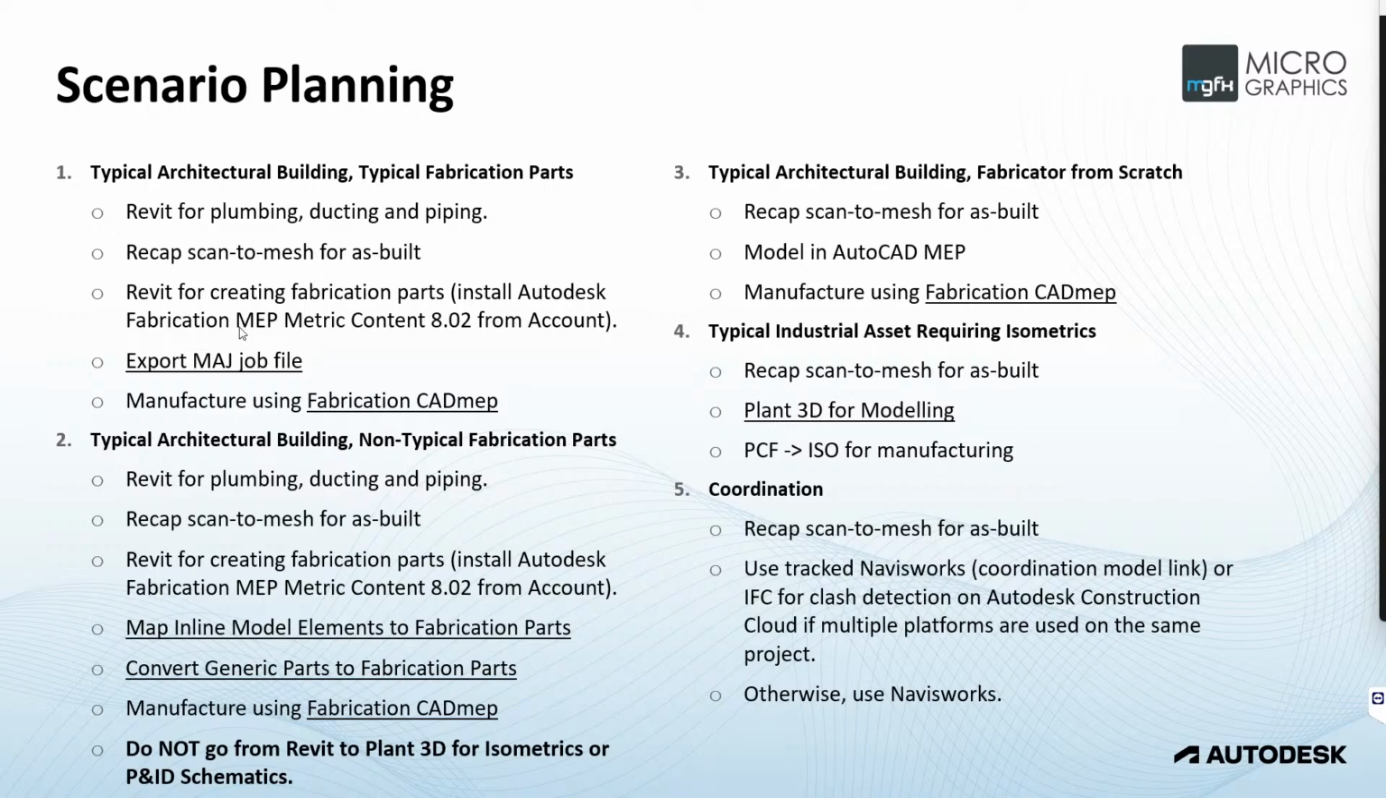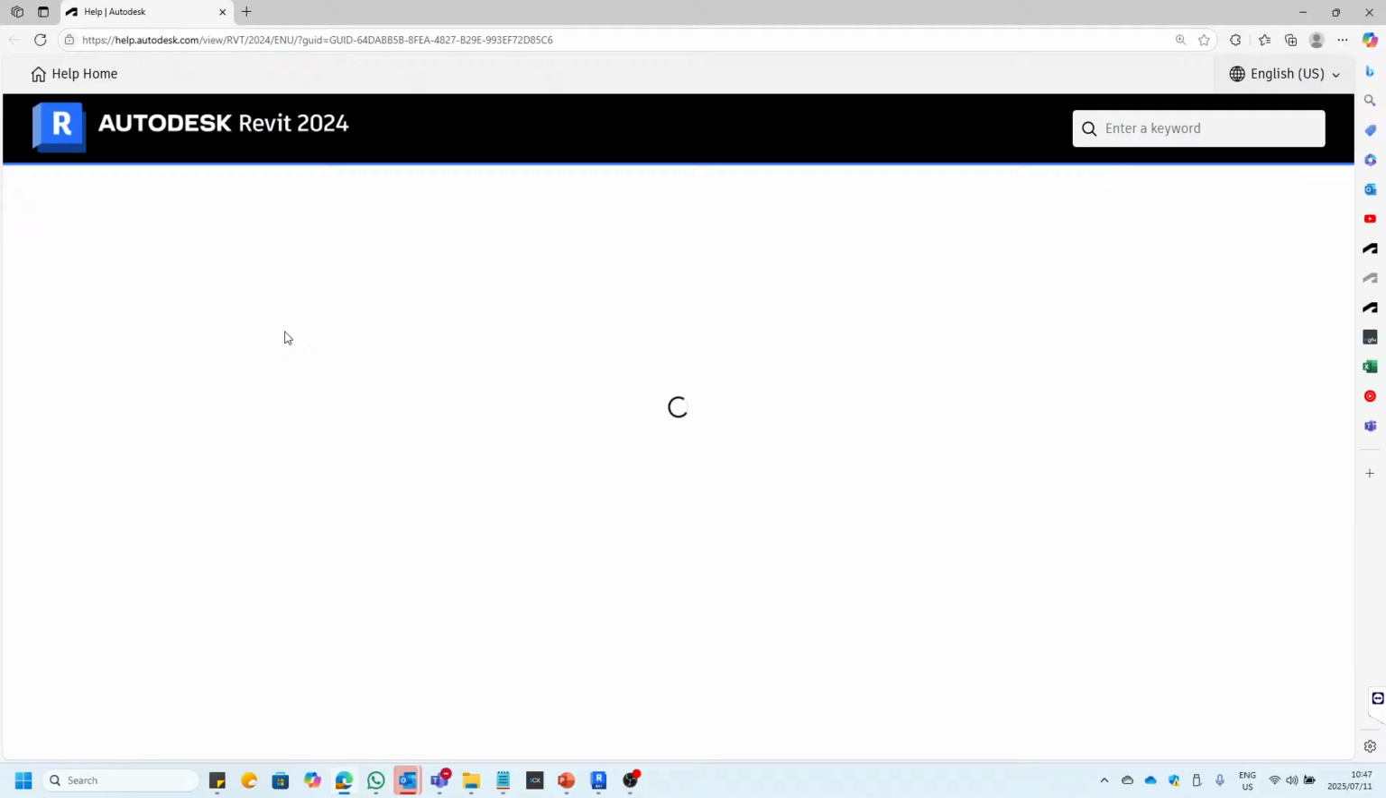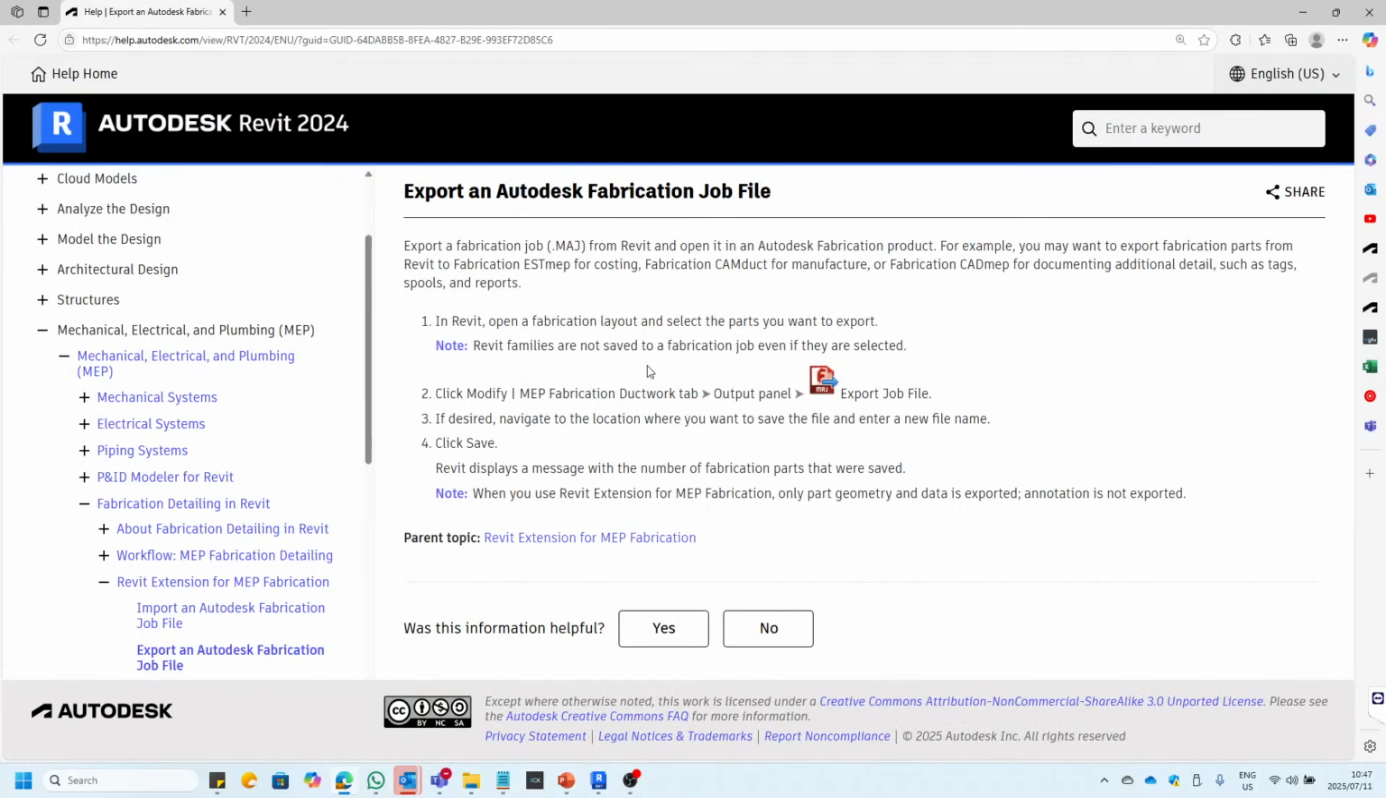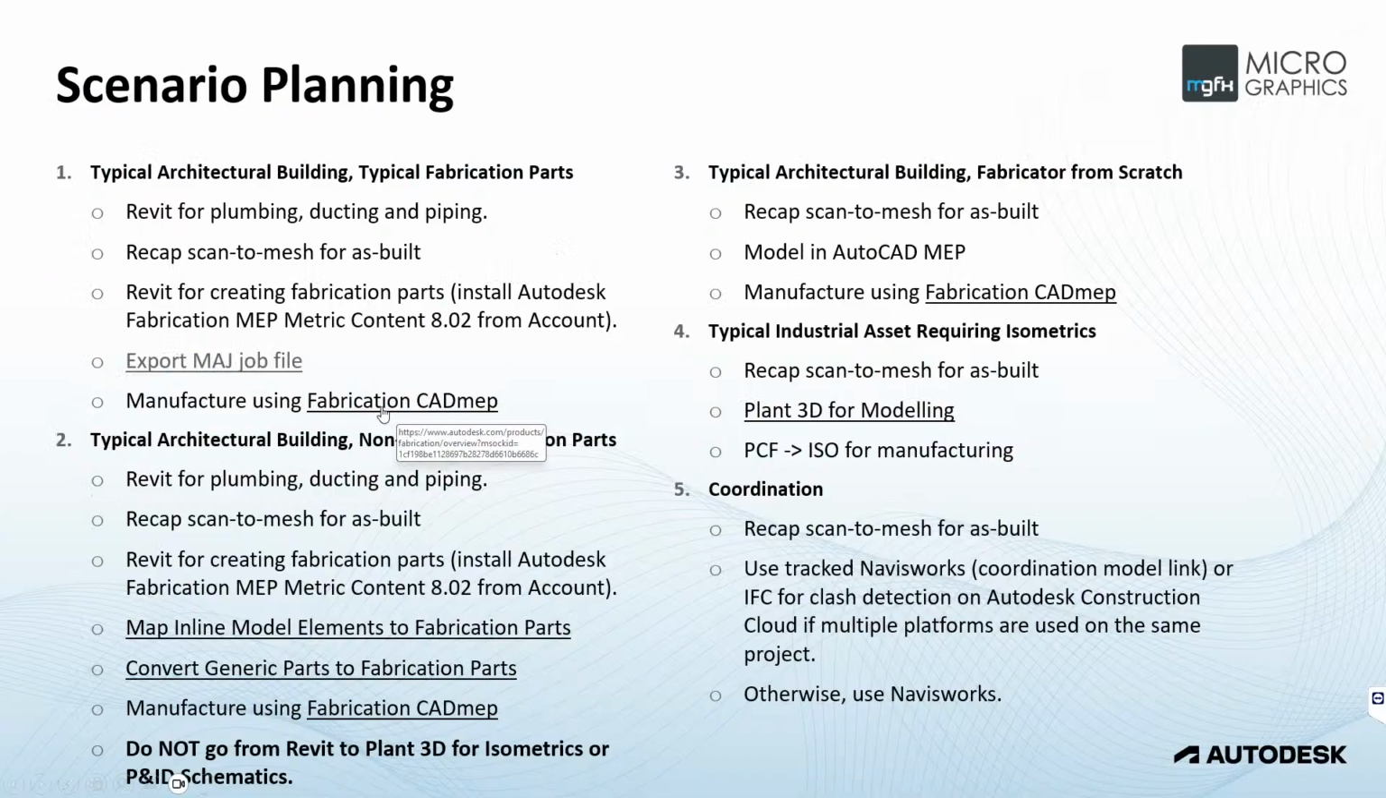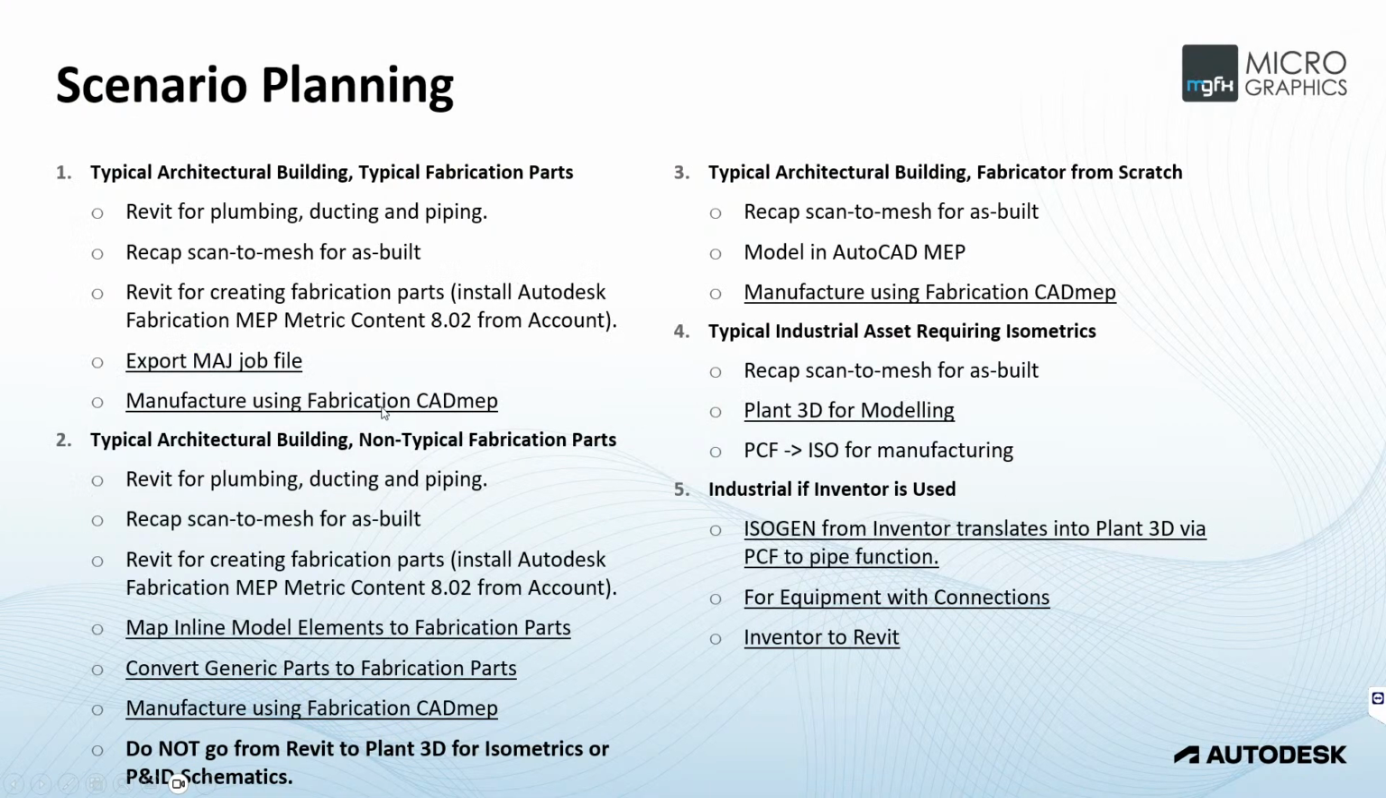That's the idea there. All right, and you can export also to a MAJ job file. So that's if you use just the standard fabrication parts. You'll see it's something like this. All right, you can just export it in Revit to an export job file. That means that the manufacturers will be able to manufacture that. And then you can also manufacture using fabrication CAD MEP.